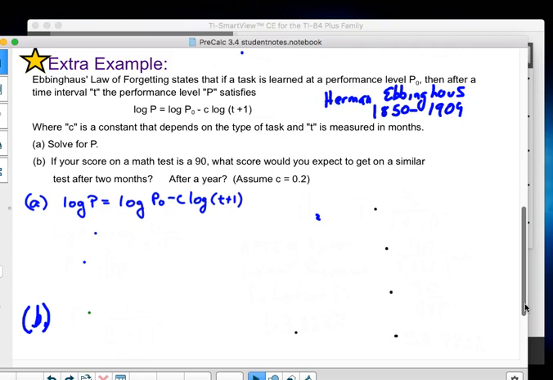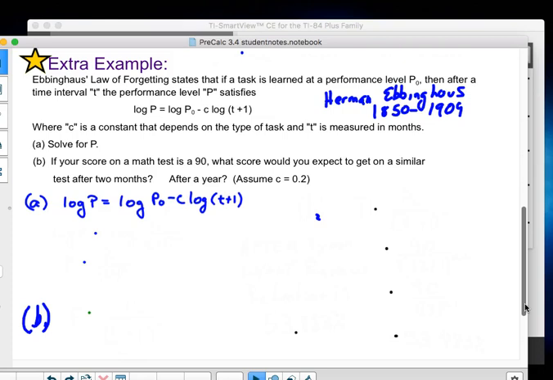That's our first thing. And then our second one is if your score on a math test is a 90, what score would you expect to get on a similar test after 2 months? Okay. And then I ask after a year. But for this testing, our C is found to be 0.2. We didn't find C, it was provided to us. This is information we get to use. But before we use that information, we've got to solve for P. So we're going to do some condensing manipulation.